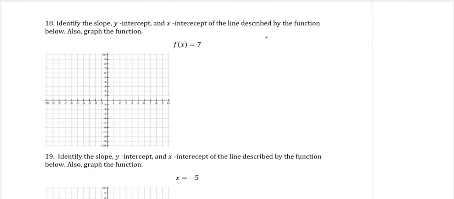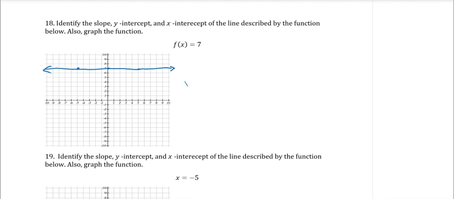Here we're asked to identify the slope, y-intercept, and x-intercept of this line and to graph it. It's the constant value of 7. This is very similar to the last example. What we have is a constant f of x value. No matter what you plug into x, there's nothing to do. You just get 7 back. And so when you plug in 5, you get 7. When you plug in -5, you get 7. When you plug in 0, you get 7. This has a slope of 0 and a y-intercept of 7. And as such, we just wind up with this flat line here.